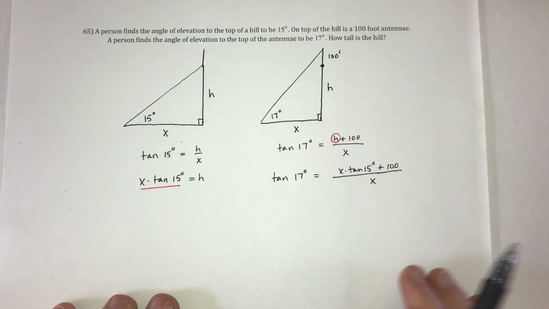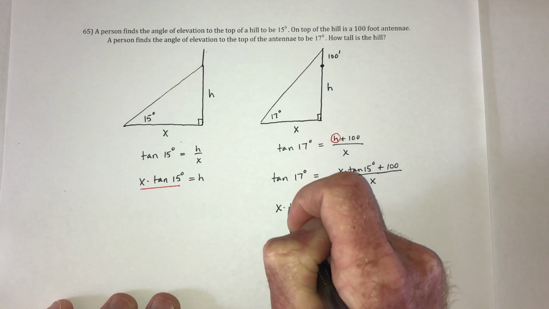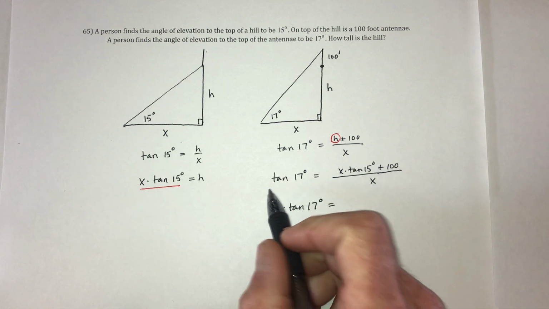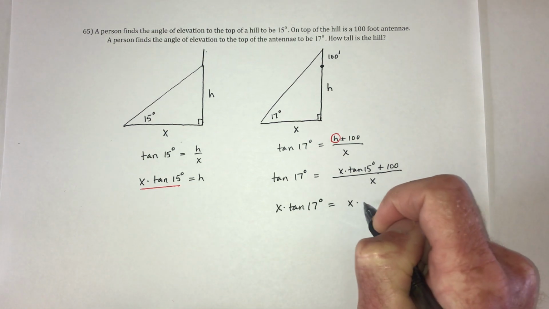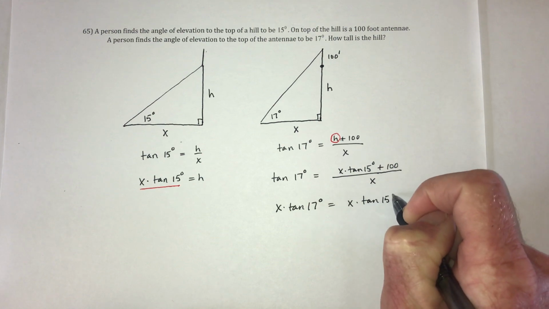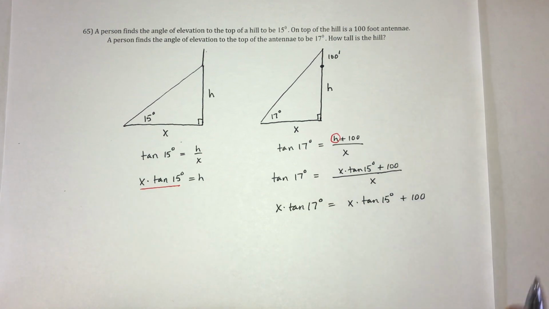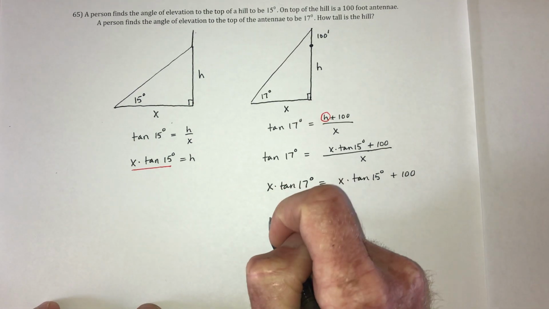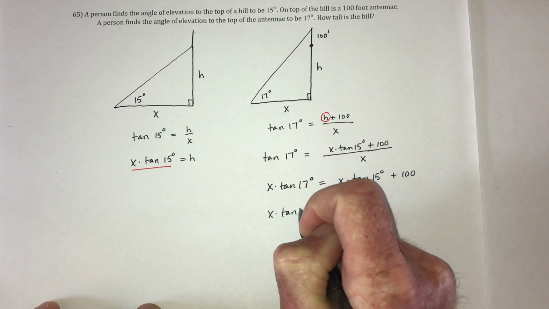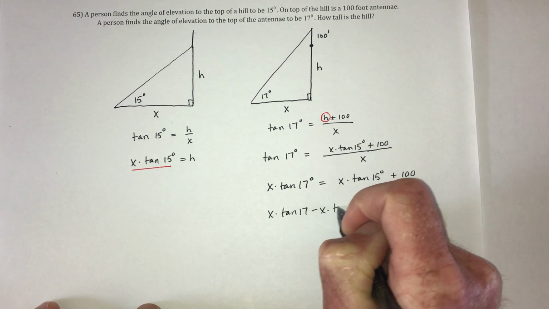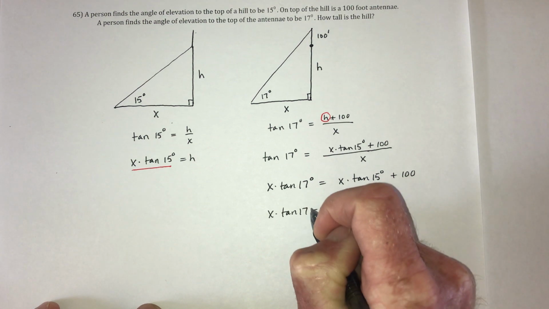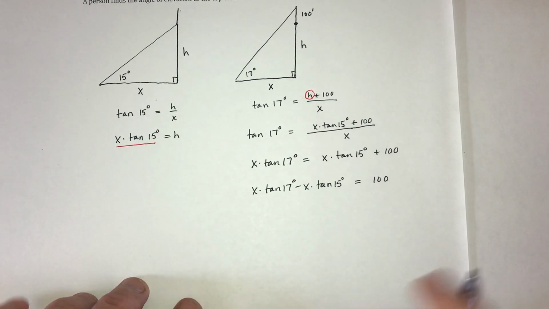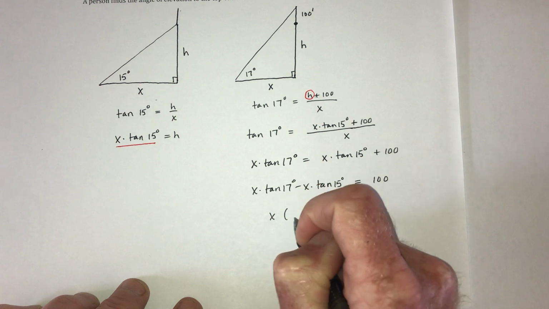Now with this equation, we could multiply both sides by X. And then this X would be moved to the left side. So this would just have X tangent of 15 plus 100. And now these two terms that have X, put them on one side. So subtract X times tangent of 15 from both sides. And then it equals 100. The next thing to do is factor out X.